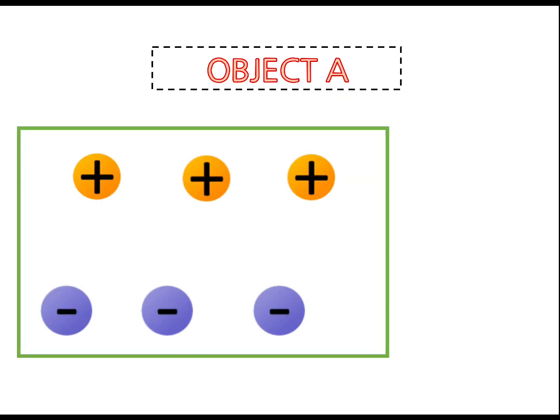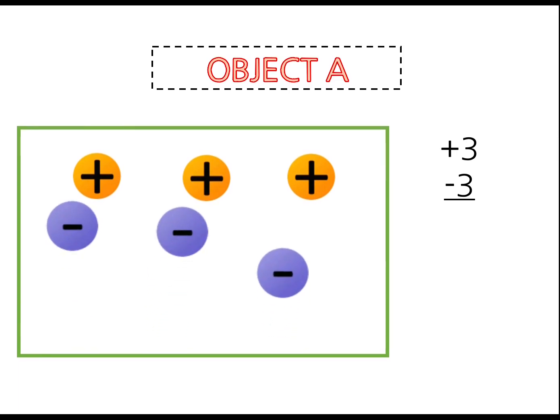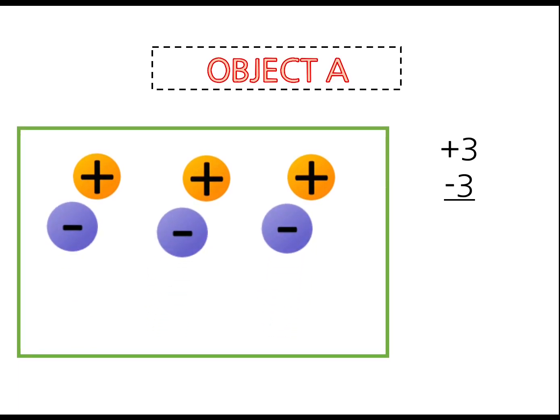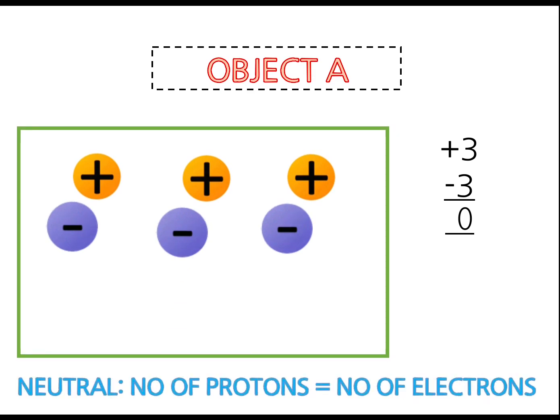If we look at object A, there are 3 positive charges, that is +3. There are 3 negative charges, that is -3. The positive and negative charges will attract since they are unlike charges. Therefore, the net charge is 0. We refer to this object as neutral since the number of protons is equal to the number of electrons.